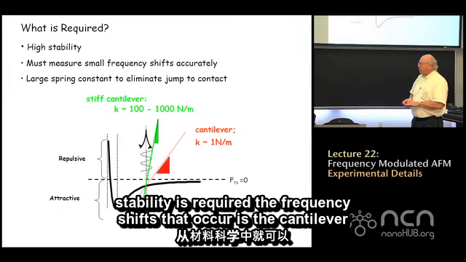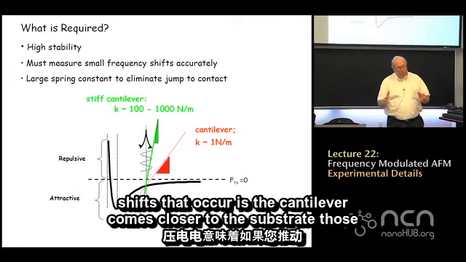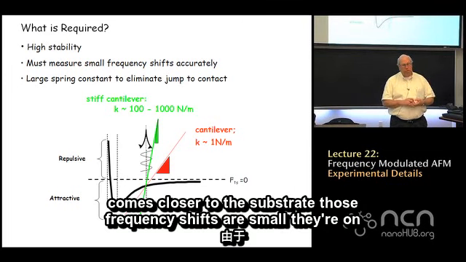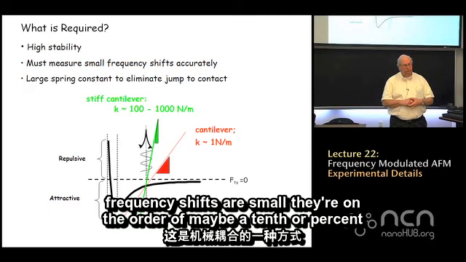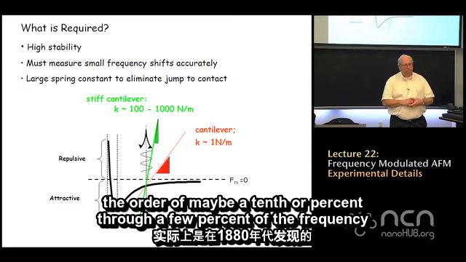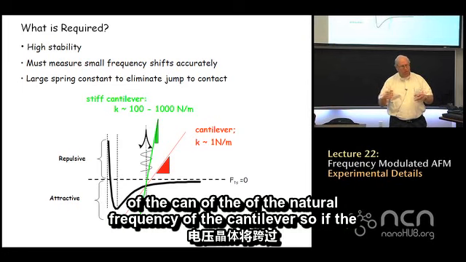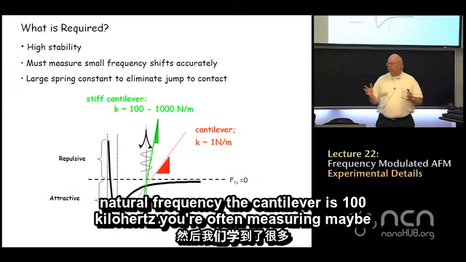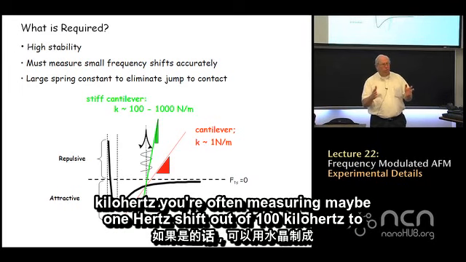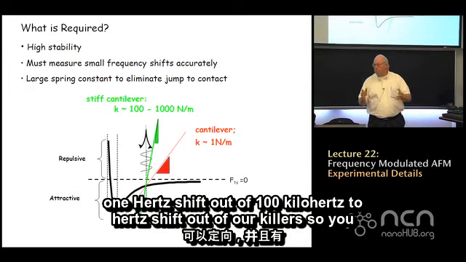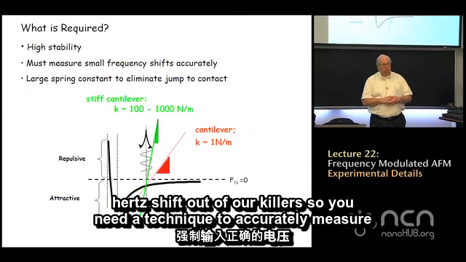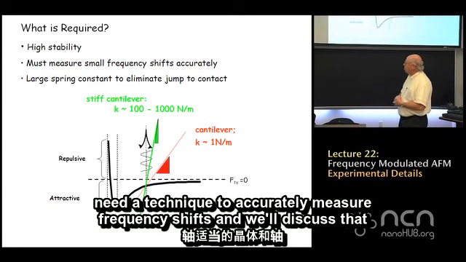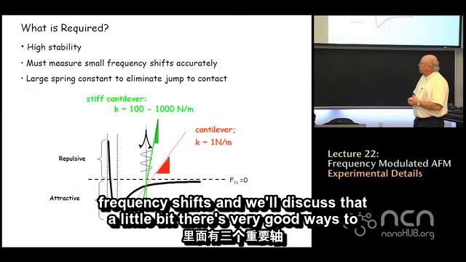The frequency shifts that occur as the cantilever comes closer to the substrate, those frequency shifts are small. They're on the order of maybe 0.1% to a few percent of the natural frequency of the cantilever. So if the natural frequency of the cantilever is 100 kilohertz, you're often measuring maybe 1 hertz shift out of 100 kilohertz, or 2 hertz shift out of 100 kilohertz. So you need a technique to accurately measure frequency shifts, and we'll discuss that a little bit. There's very good ways to do that now.